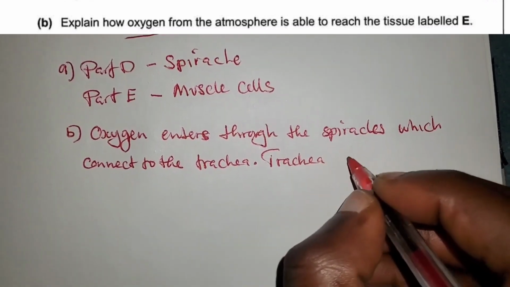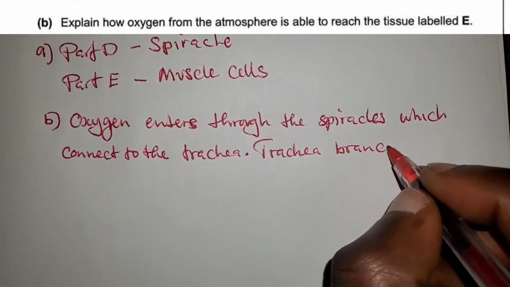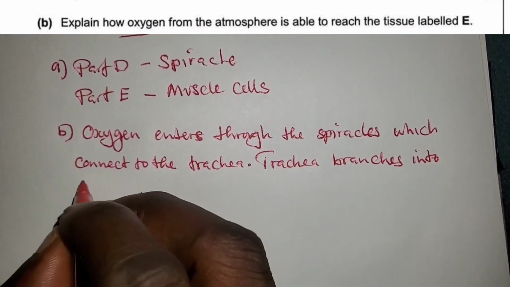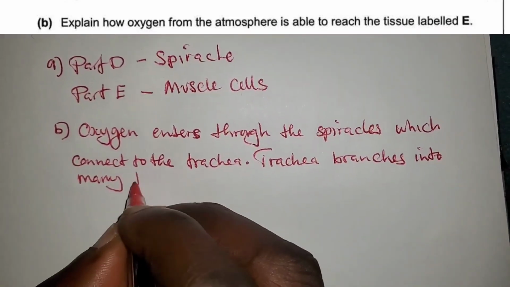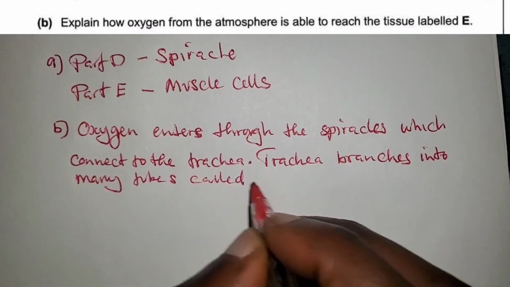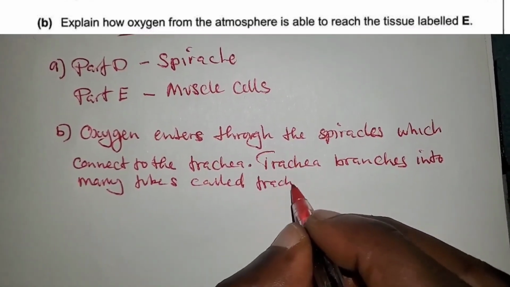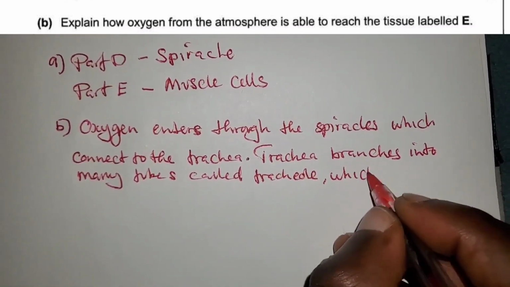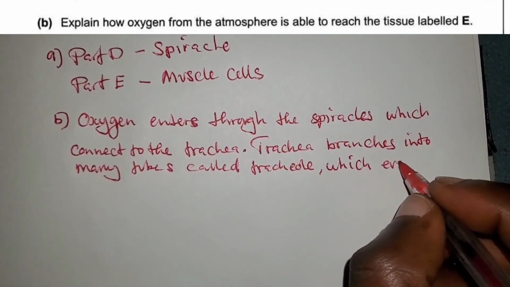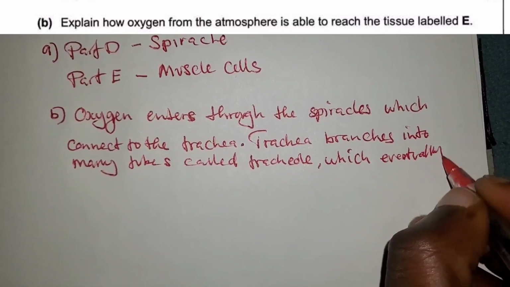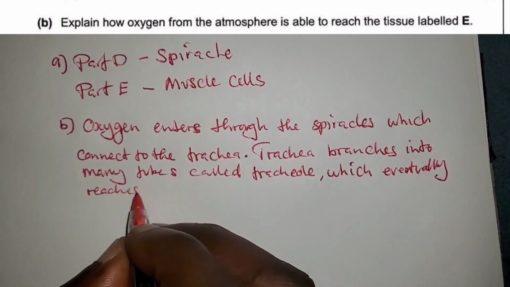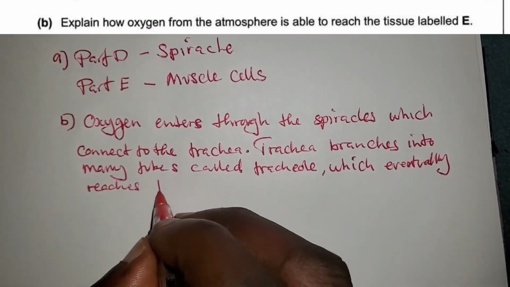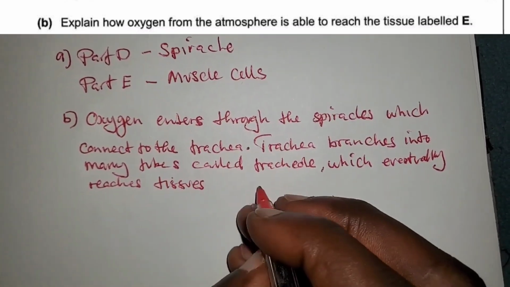The trachea branches into smaller tubes, many tubes called tracheoles. These tracheoles eventually reach the tissue cells or tissues.